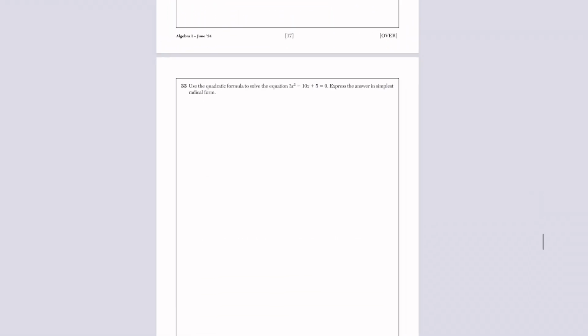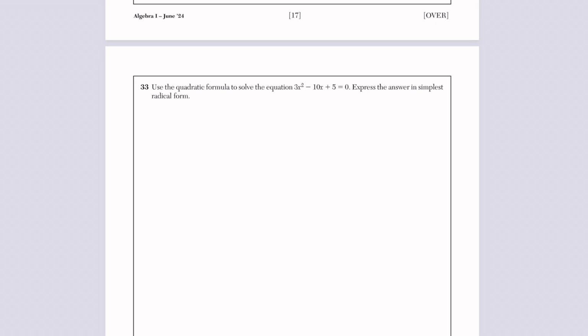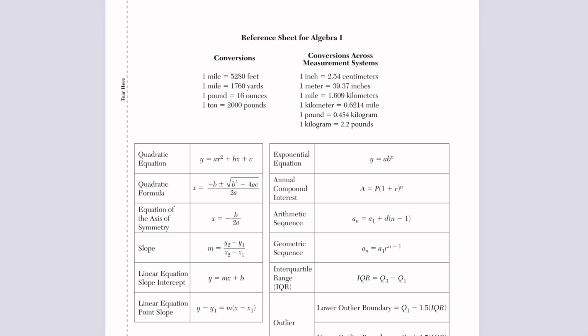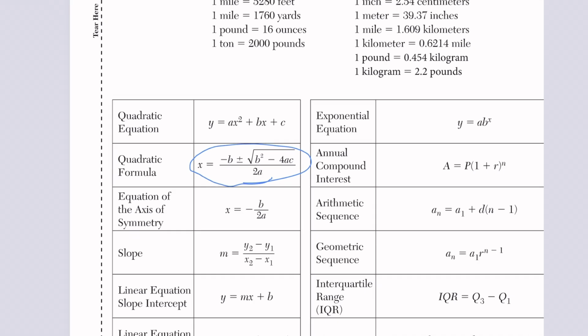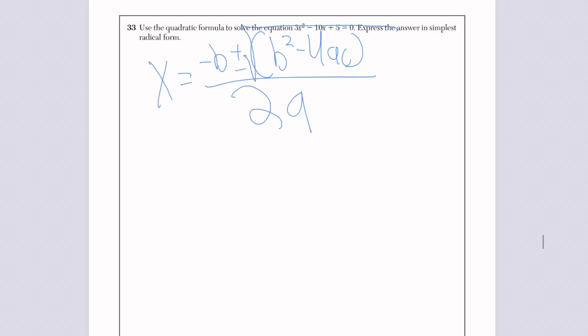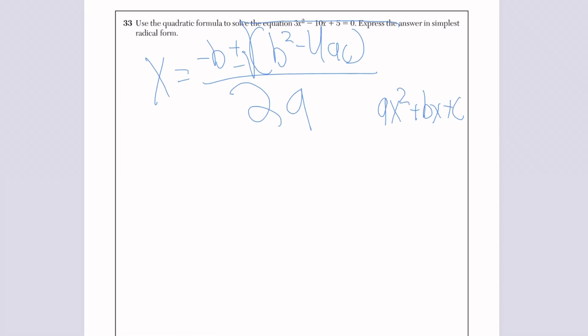Next question. Use the quadratic formula to solve the equation. Express the answer in simplest radical form. Okay, the quadratic formula is found in your reference table, which you are going to get. And the quadratic formula is this formula. So now you just plug in the numbers. If you remember the quadratic equation, it's ax squared plus bx plus c. So the a is the a, the b is the b, and the c and the c. So we just plug that in.